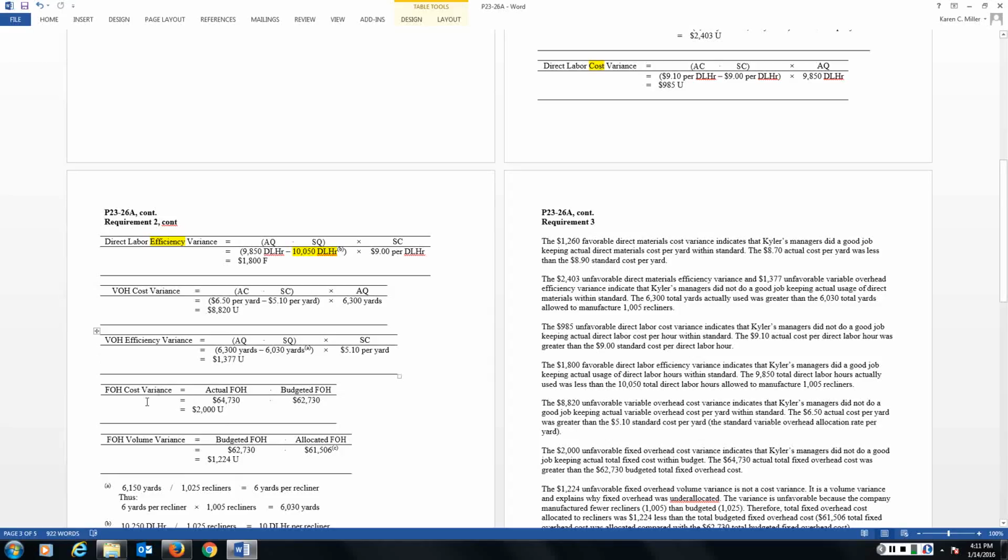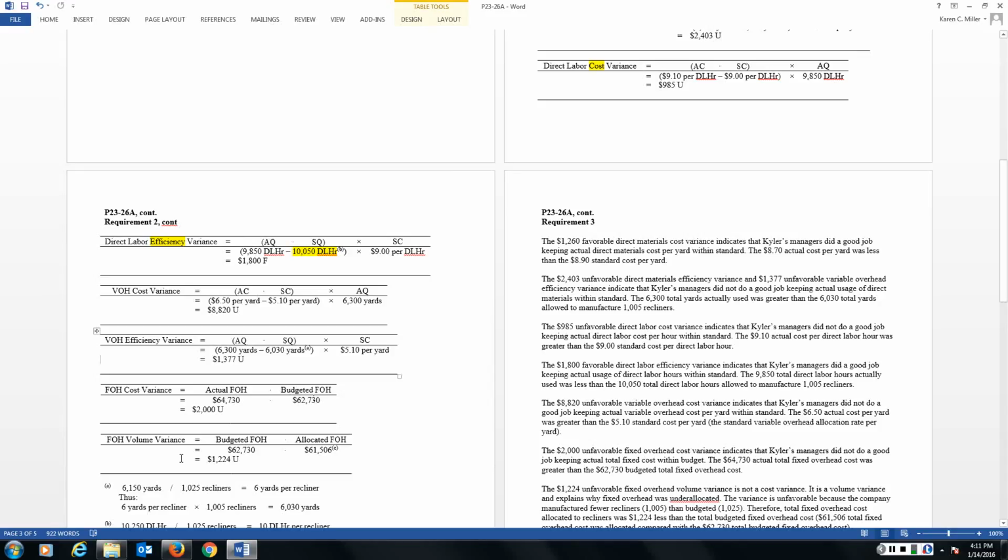And then finally, the fixed overhead, once again, understand there's a difference between actual, budgeted, and allocated. So we actually spent $64,730 when we budgeted for $62. And this is, we could have incurred additional depreciation. We could have spent additional. We could have run some overtime that we didn't anticipate. So the fixed overhead, even though it's an estimate, could change, but it should not change significantly.